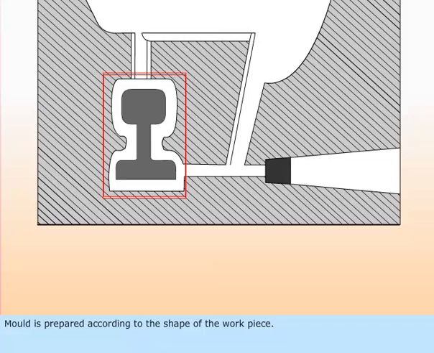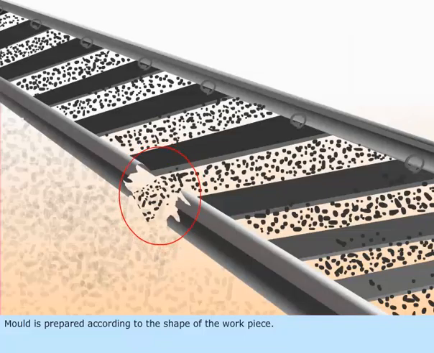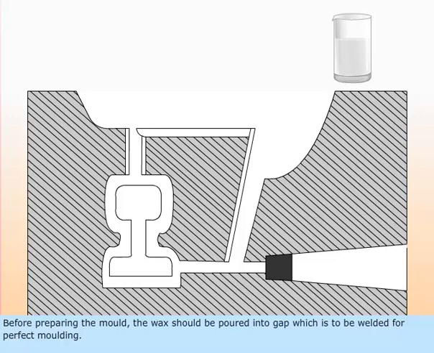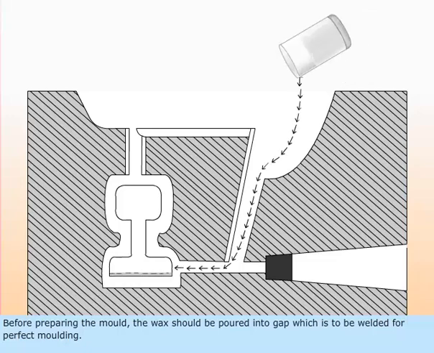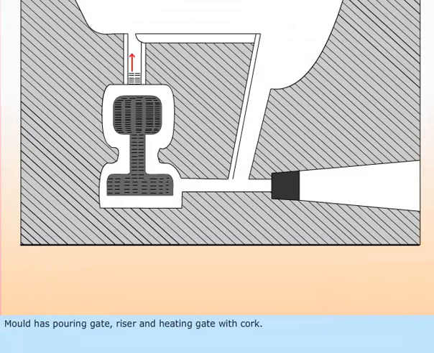Mold is prepared according to the shape of the workpiece. Before preparing the mold, the wax should be poured into the gap, which is to be welded, for perfect molding. Mold has pouring gate, riser, and heating gate with cork.